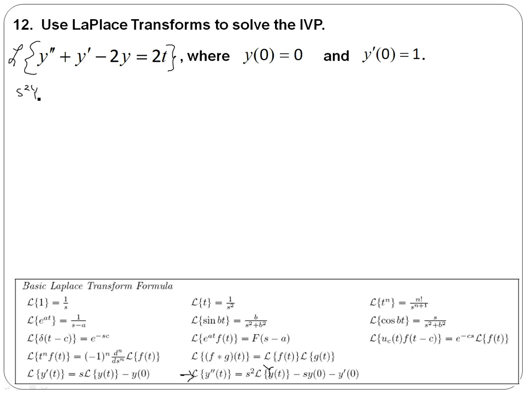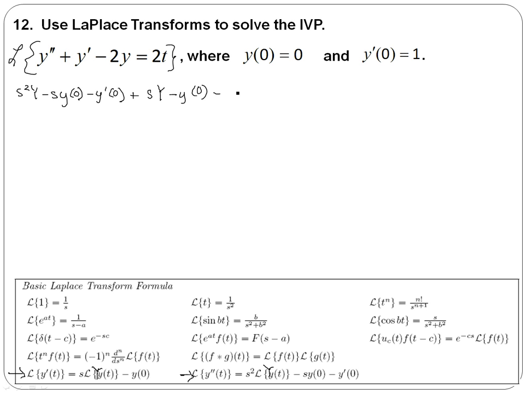S squared times Y minus s times y of 0 minus y prime of 0. That's our second derivative. And then plus the first derivative, that's given here, the last entry in the first column. And again, this Laplace of y of t is just Y. So we're going to get for the first derivative s times Y minus y of 0.